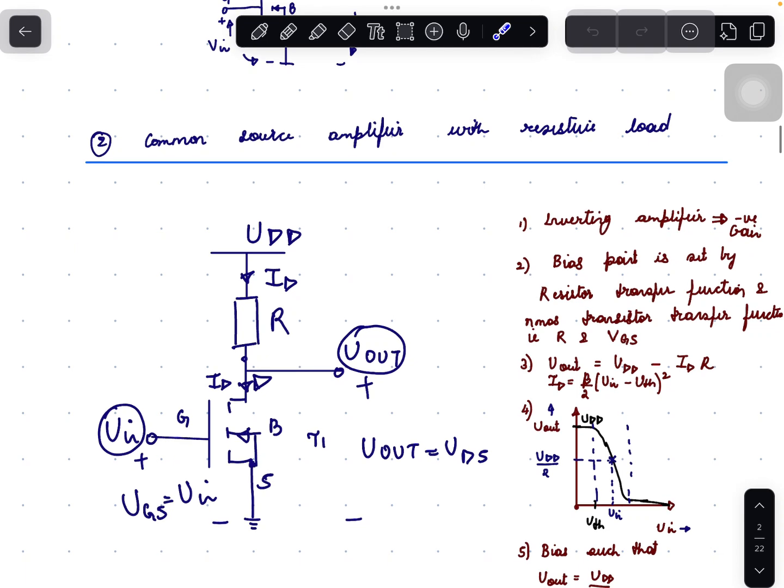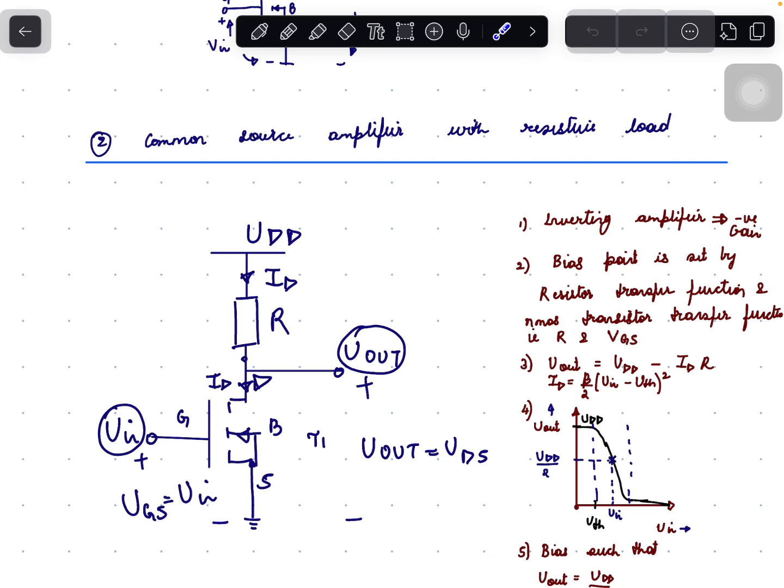Common source amplifier with resistive load. So we have an NMOS and its gate is provided with Vin, source is connected to ground, output is taken at the drain of the NMOS, and we connect a load, that is a resistive load, between the drain and VDD. This is nothing but an inverting amplifier which has a negative gain.